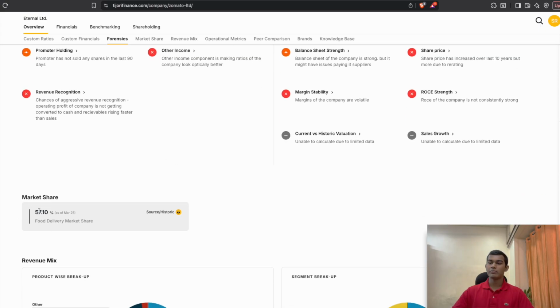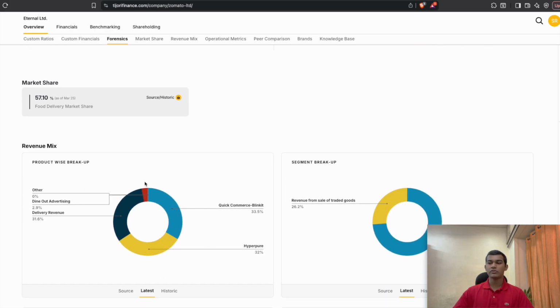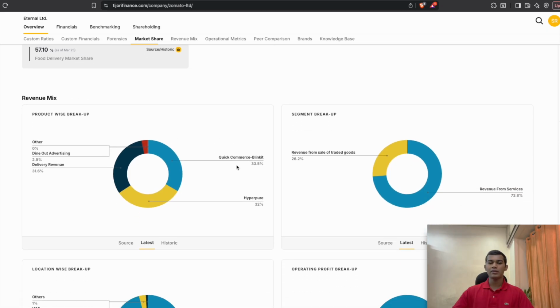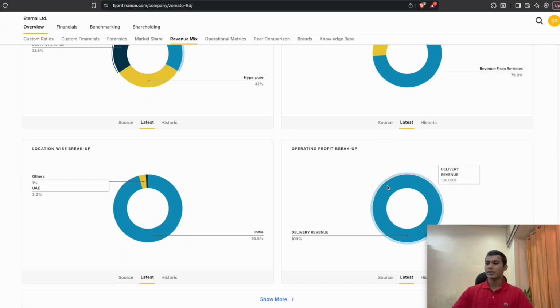So Zomato has a 57% market share in food delivery. That is a good operational metric. Then you'll understand in pie charts. This is a good feature of Screener. It's pictorial, so you can understand better rather than going to the PPT or the presentation. First you'll see quick commerce: Blinkit is 33%, Hyperpure is 32%, then delivery, that is your core Zomato, is 31%, and then 2% is your dine out, that is District. Then you can understand the segment breakup and the operating profit breakup here.